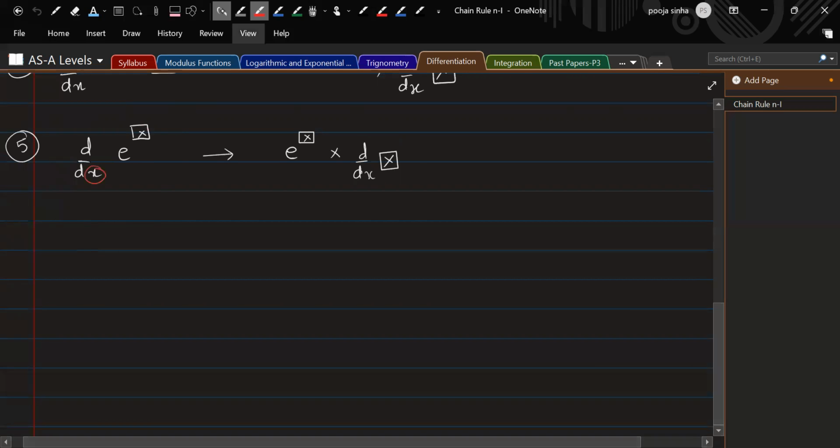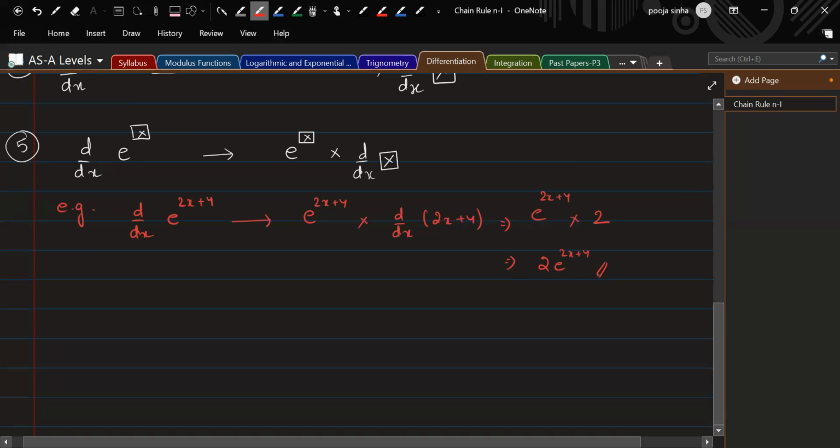Okay, example. Let's take an example. d by dx of e raised to power (2x plus 4). Answer will be e raised to power (2x plus 4) multiplied by d by dx of (2x plus 4), which will give us e raised to power (2x plus 4) multiplied by only 2. Are you getting it now? The final answer would become 2 e raised to power (2x plus 4). Got it? Next identity.